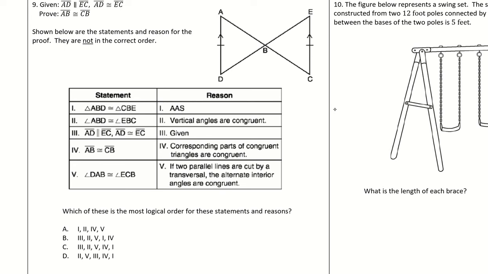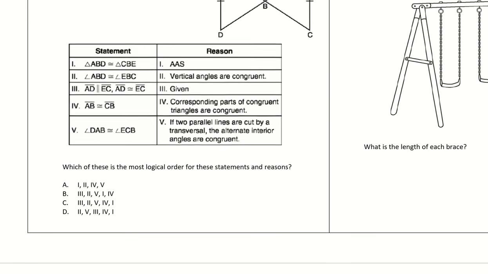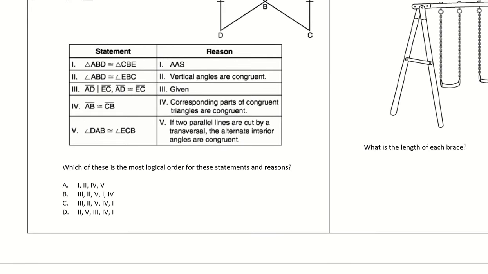Okay, so first off, you're going to start with the given, right? So the given is usually what you start out with. So we know it's probably going to be B or C, right? So let's cross out A and D. Doesn't make sense for those to be first because we want to start with the given usually. All right, so this is going to go here. And then given this information, what are we going to do next?